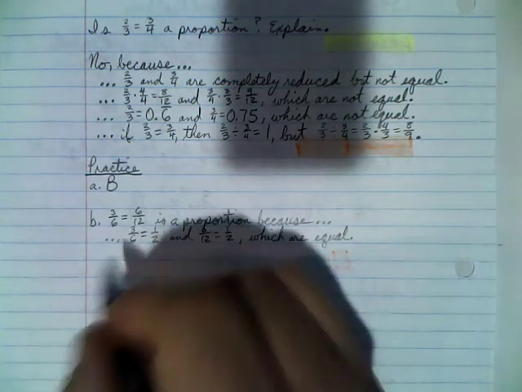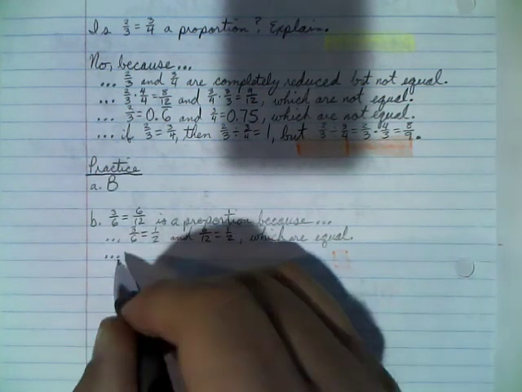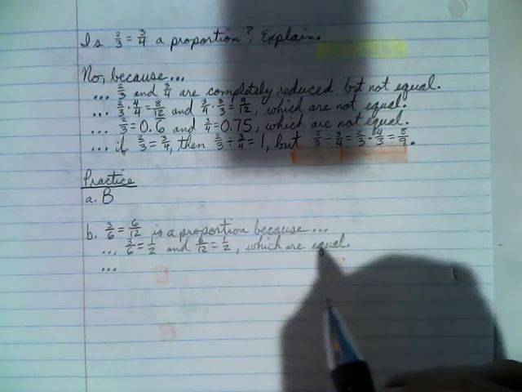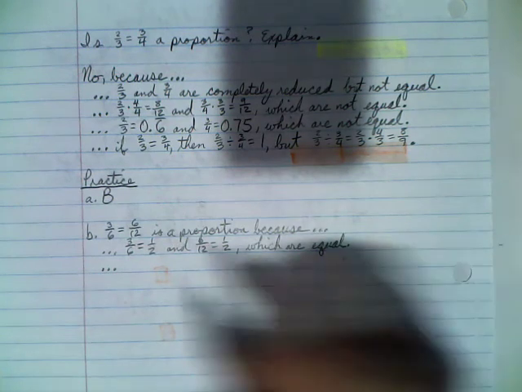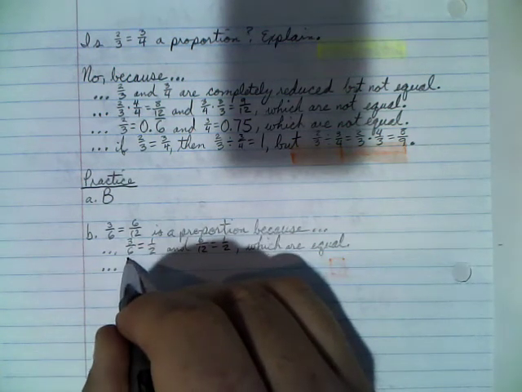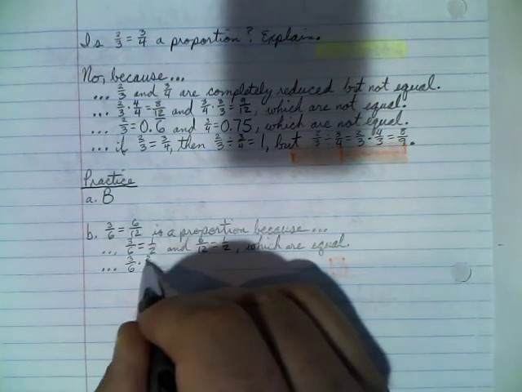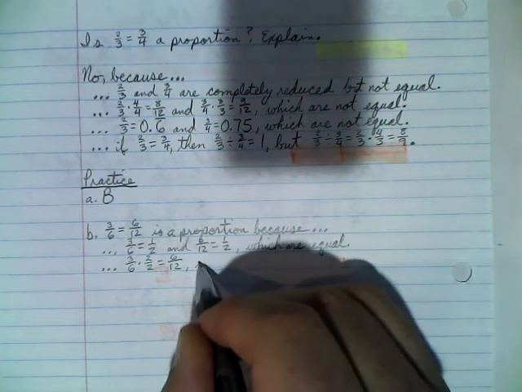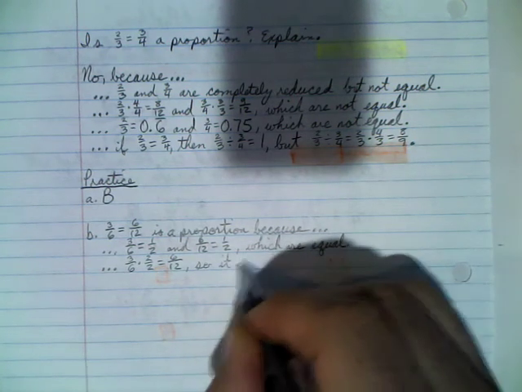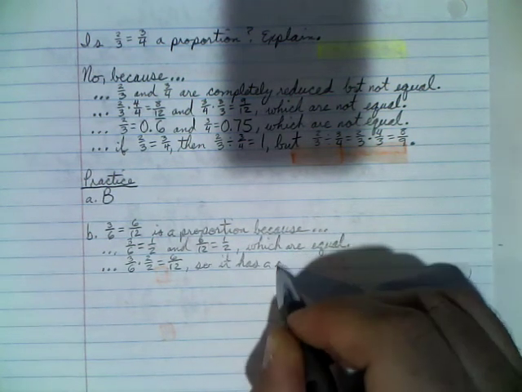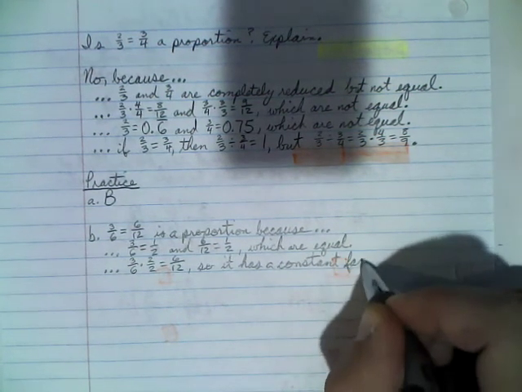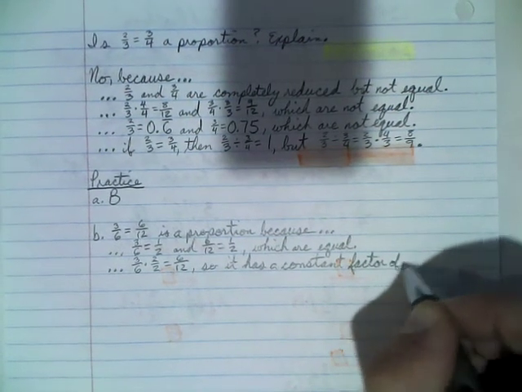Another possible answer, to go with what we learned on the front in the orange, the scale factor, if we look for a scale factor, or excuse me, a constant factor. So it is a proportion because 3/6 times 2/2 equals 6/12. So it has a constant factor of 2.